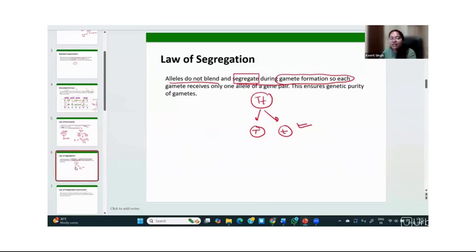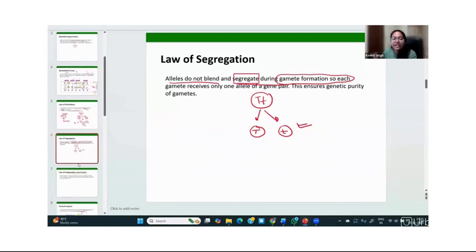I hope I'm clear with this overview of the topic. We are going to study in depth the Mendel laws when we study dihybrid crosses, when more than one character is being considered, and how independent assortment is actually taking place. But beforehand, you must have an idea of what segregation is and what independent assortment is. A little bit of idea is enough for going into that depth of the chapter.